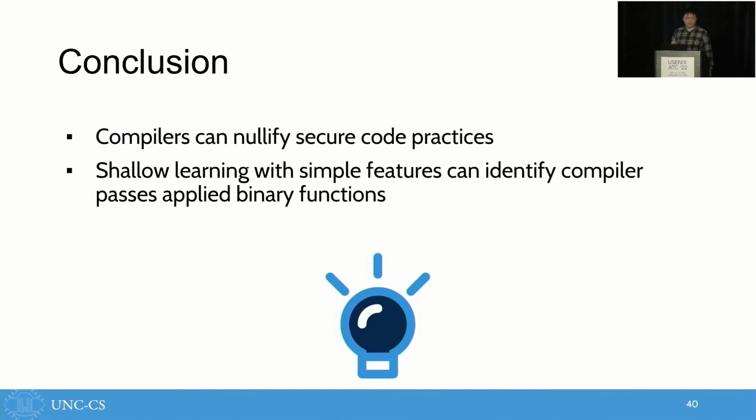To conclude, compilers can nullify secure code practices added by programmers, and it is very challenging for developers to detect that their code is undermined by the compilers. And we applied shallow learning to build a model that identifies compiler passes applied to each function of a binary to assist developers and analysts to better handle this problem.